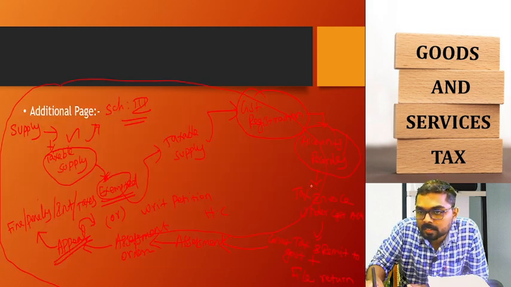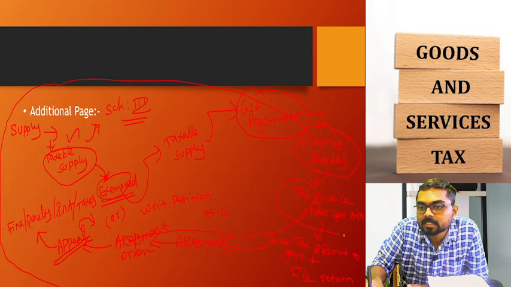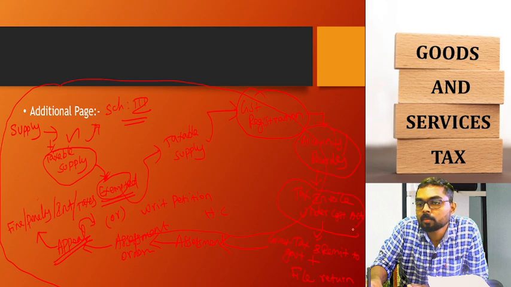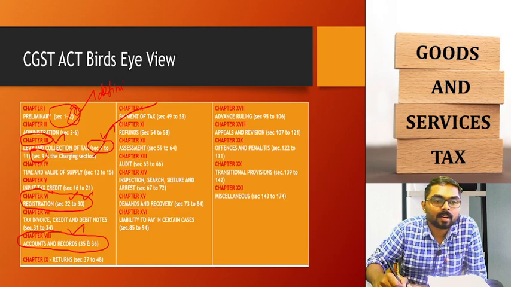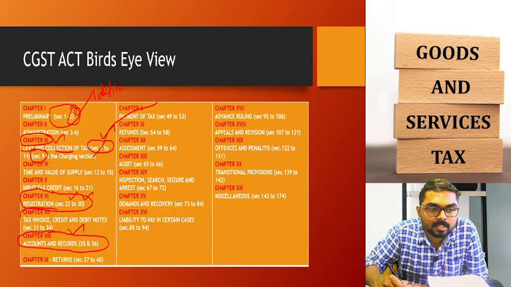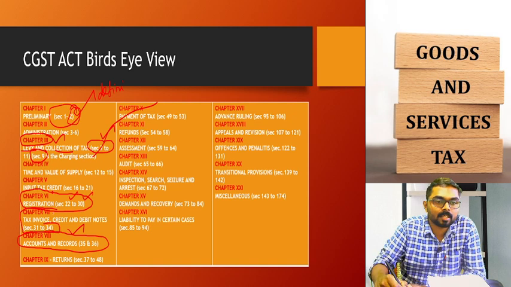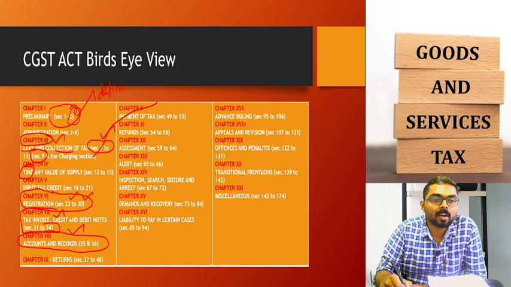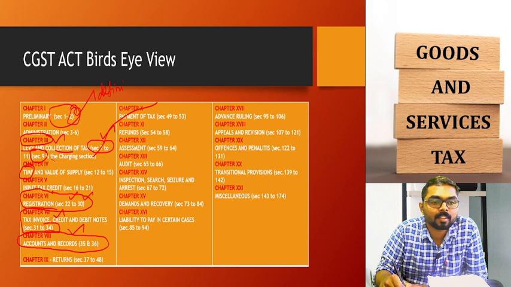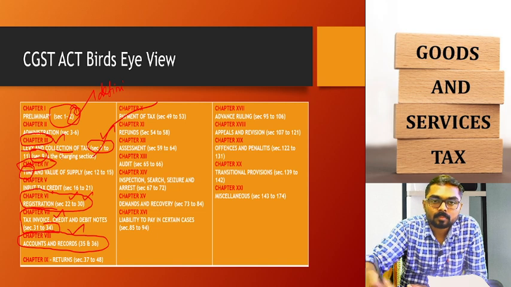Next, what we have discussed: tax invoice under CGST. Once accounts and records are maintained, while doing the supply, he needs to issue a tax invoice. The provisions related to tax invoice issuance are given in sections 31 to 34, chapter 7. And also the time within which they need to issue an invoice, all those things they have covered in chapter number 4.